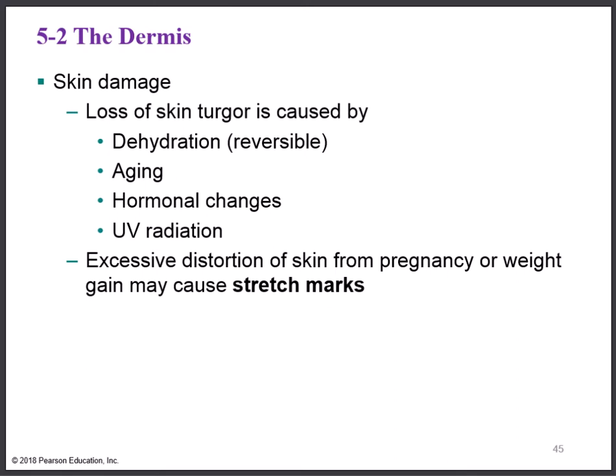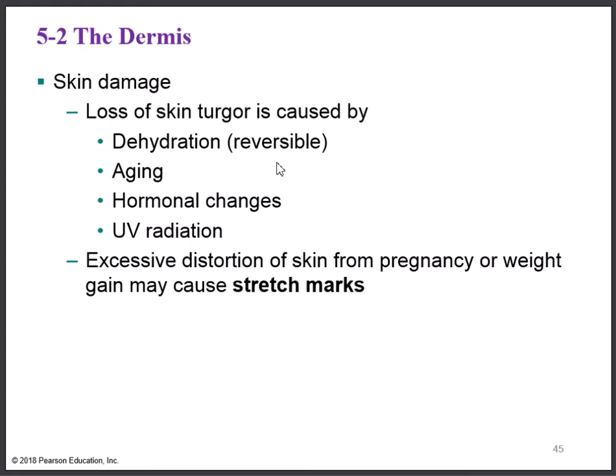Let's take a look at how skin can be damaged. Some of the things you see here are reversible, others are just a fact of life. We really can't change them. Dehydration, like I said before, can damage the skin, right? We actually lose skin turgor by losing water, but the good news is that's reversible, right? By hydrating again, we end up having good skin turgor again.